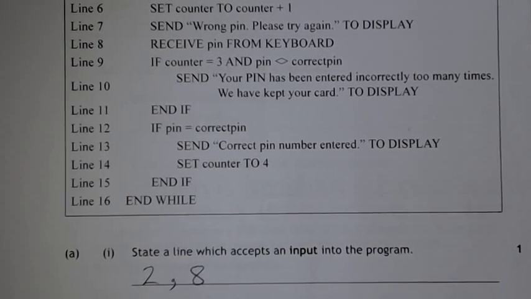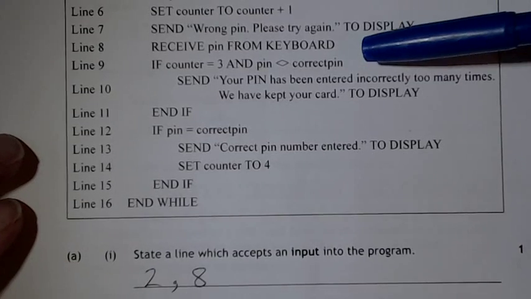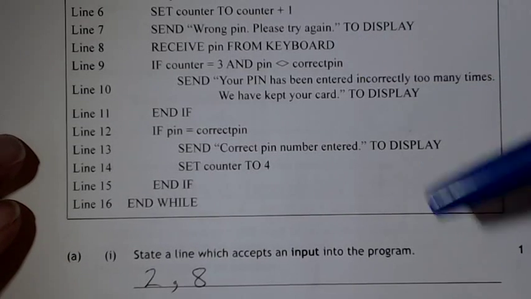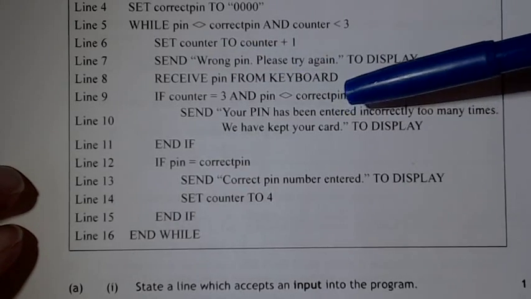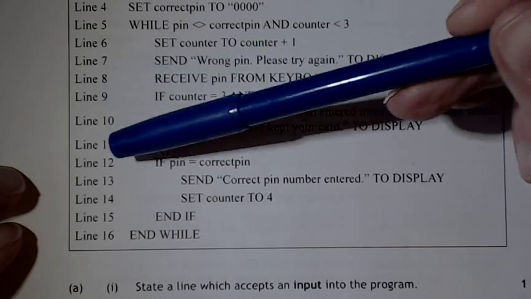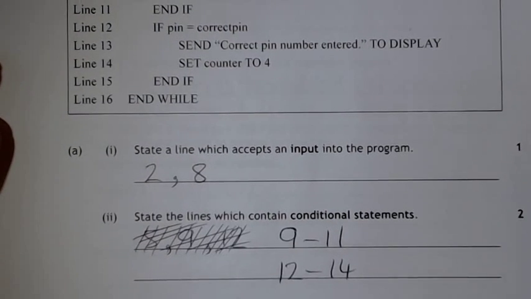It then says, which ones contain conditional statements? A conditional statement is essentially an if statement. If a certain condition is true, then do one thing. So lines 9 to 11 is one if statement, and lines 12 to 14 is another one.